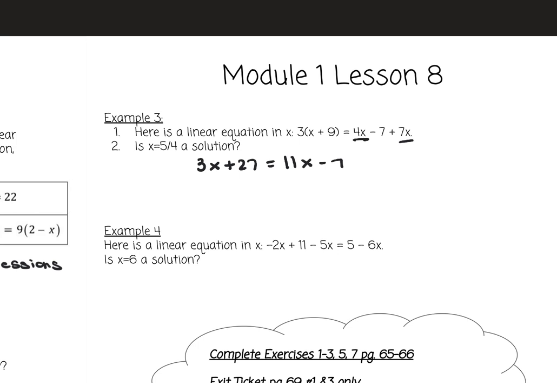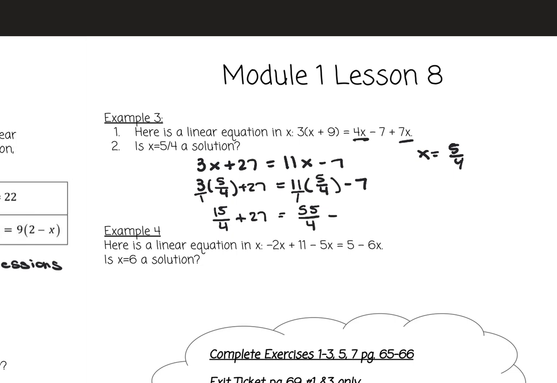Again, you could totally go ahead and plug it in as is. You can leave it as is without having to simplify, but it makes our life a little bit easier. All right, so when x is equal to 5 over 4, we have 3 times 5 over 4 plus 27 is equal to 11 times 5 over 4 minus 7. All right, so from here, remember we can make 3 a fraction by putting it over 1. So 5 times 3 gives me 15 over 4 plus 27. And then 11 times 5 gives me 55 over 4 minus 7.